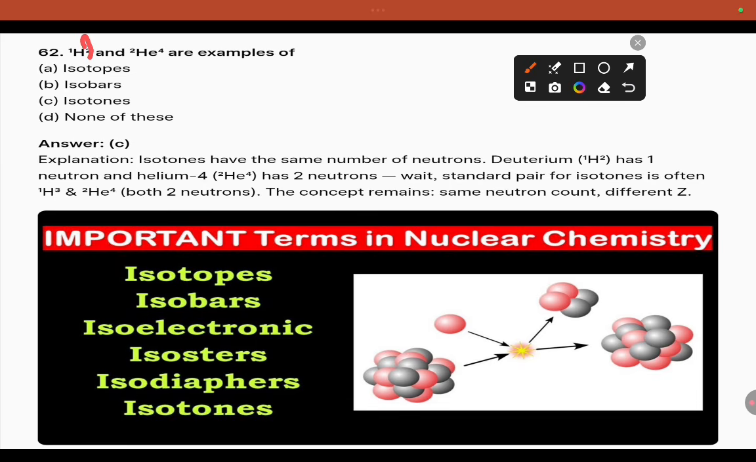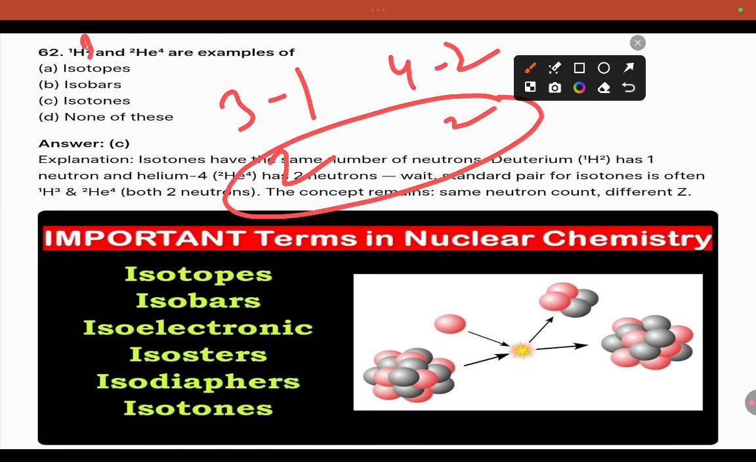So here you can take 3 minus 1, 2; 4 minus 2, 2. So they have the same number of neutrons. So that is about isotons. 1H3, helium-2-4, they have the same number of neutrons. So that is the reason they are known as isotons.